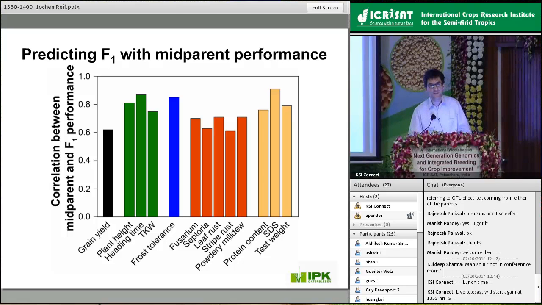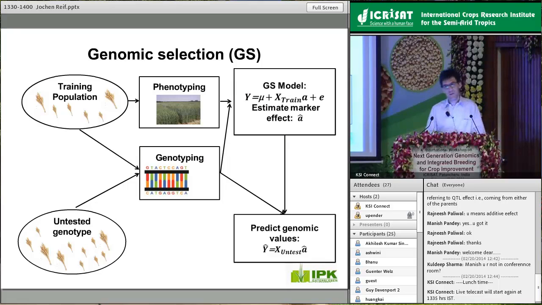So our question was then, what methods can we look at to improve the ability to select parental lines in hybrid wheat breeding programs? And you have heard in this conference already a lot of talks touching that topic of genomic selection. I nevertheless try to introduce shortly the principle of genomic selection.